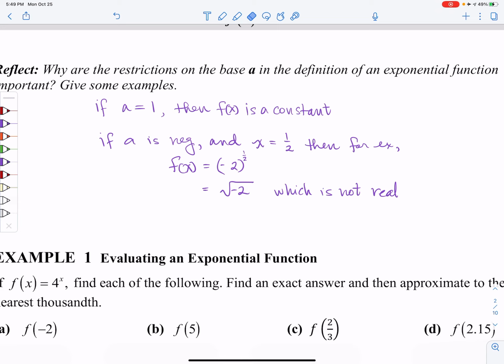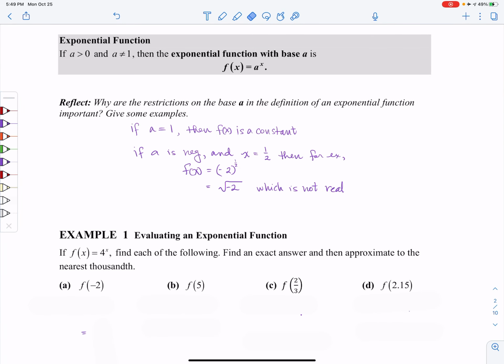However, that's not a real number. So I have to have restrictions because of the fact that I might not have a real number out, or I might only have a constant number out. So that square root of a negative we know is an imaginary number, which is not real.